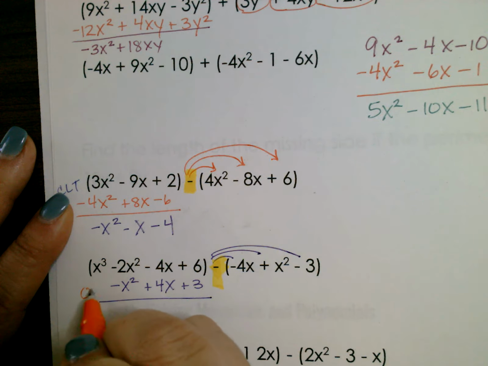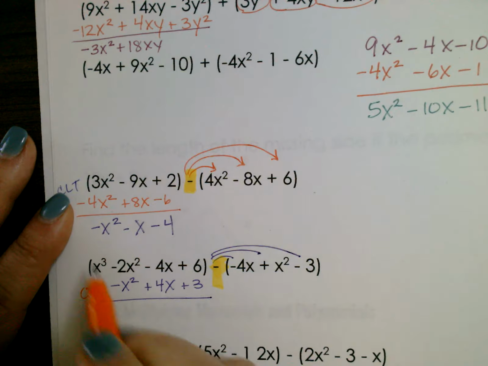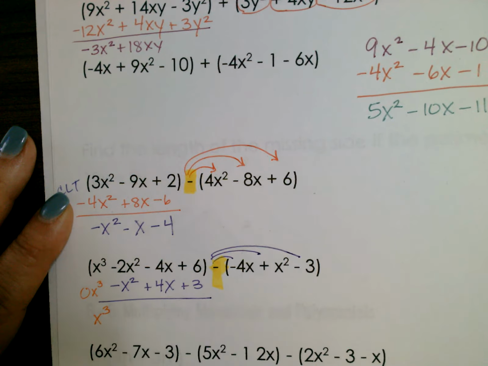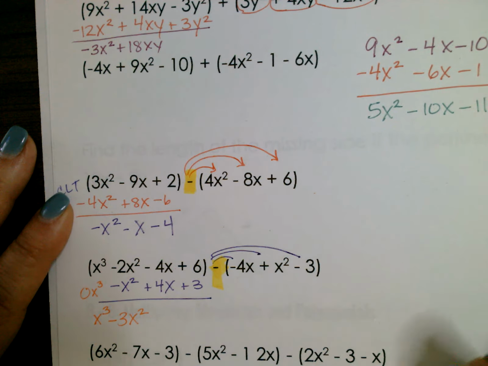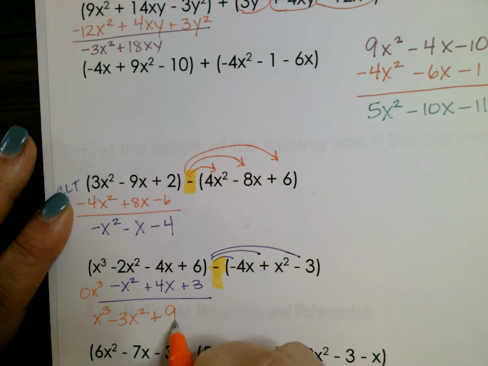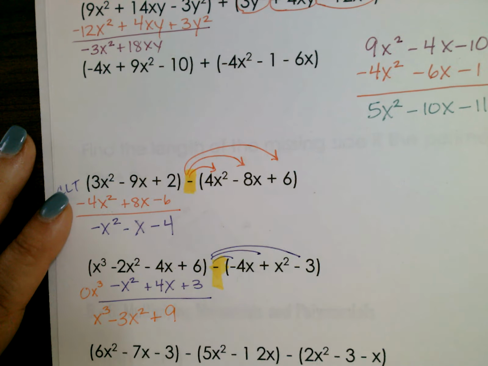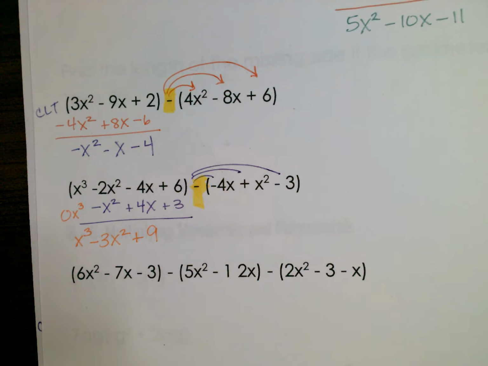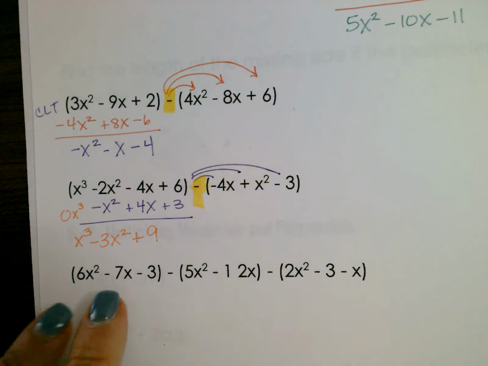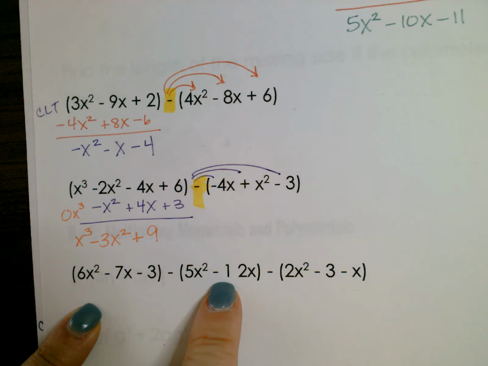Combining like terms, there isn't anything here, so it's kind of saying 0x cubed. So I still would get x cubed minus 3x squared. Negative 4 plus 4, they're gone, plus 9. You do not need to include 0 x's. This math problem is just longer, not more challenging.